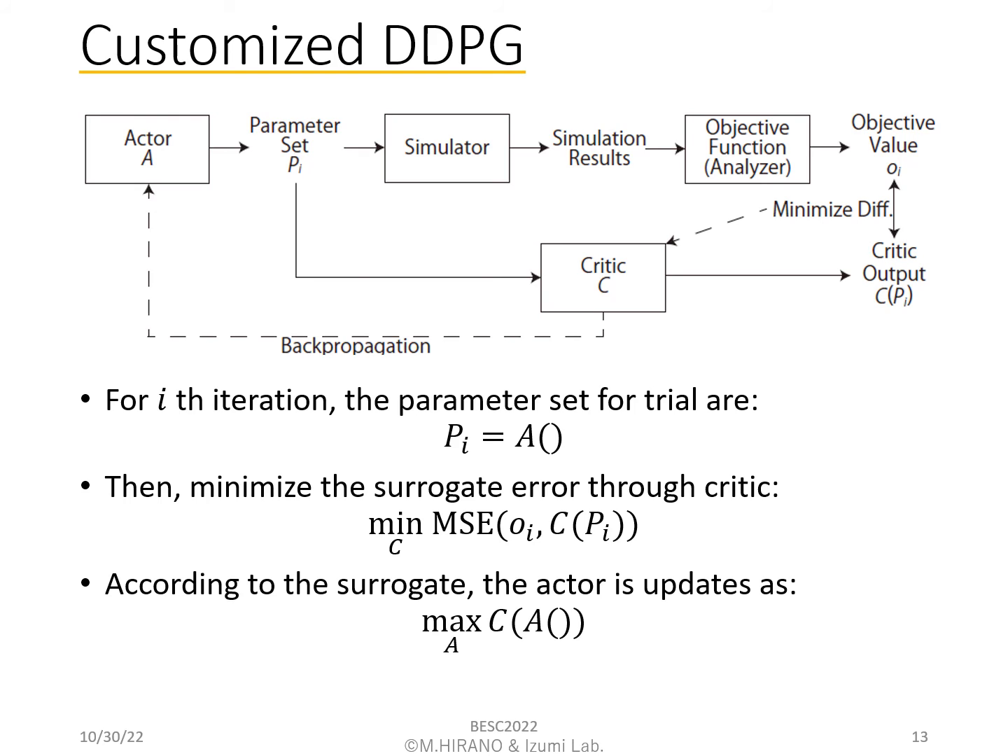Then, using the parameter set, the critic predicts the objective value, and learns the relation between the parameter set and the objective value through MSE minimization, as the second equation. And at last, using the trained critic, the actor is updated to maximize the objective value.